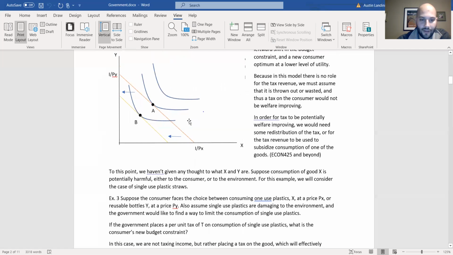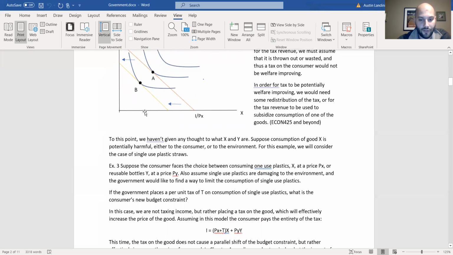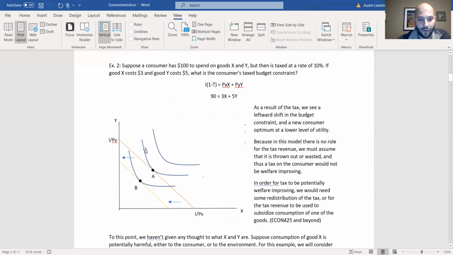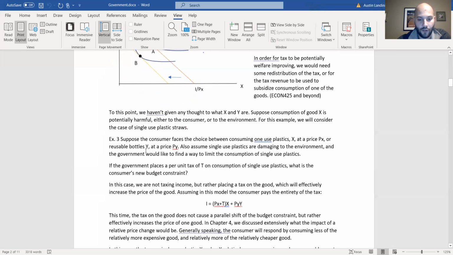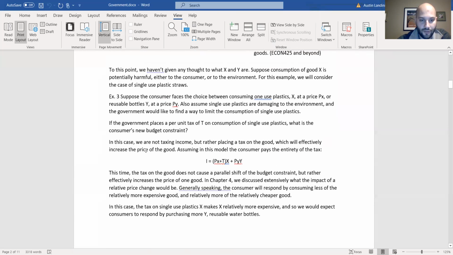So we showed one thing that it could do is tax income, because it results in the consumption of less of everything. But if we wanted the government to specifically shift consumption along the same indifference curve without reducing welfare, one possibility might be to specifically tax, in this case, single-use plastics. All right, so in general, what would happen if we taxed one particular good?